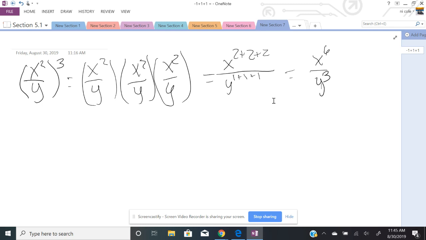Well, just note that our power rule applies here, but the power rule applies to everything. So really, that's like x squared times 3 all over y, and the implied power is 1 times 3, giving you x to the 6th over y to the 3rd. Just because it's a fraction doesn't mean that the rules don't apply to everything.